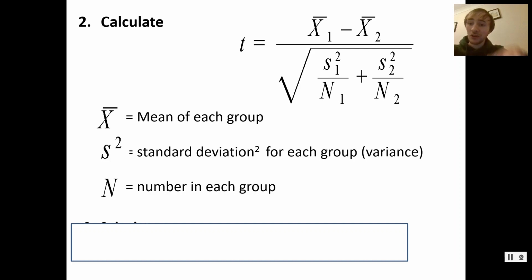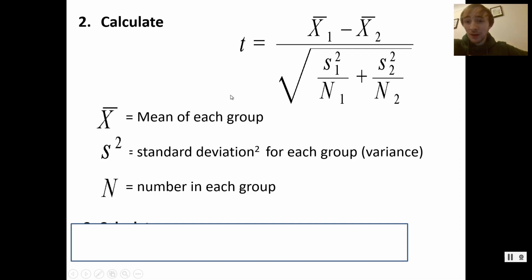Divided by, and this is where it looks complicated but isn't, the square root of the standard deviation of the first set squared. That's also called the variance, but don't worry about that. If you do maths, you already know that. Over the number in the first set, plus the standard deviation of the second group squared divided by the number in the second set. So as long as you know that X bar is the mean, S is the standard deviation, and N is the number in each group, there is no difficulty here.